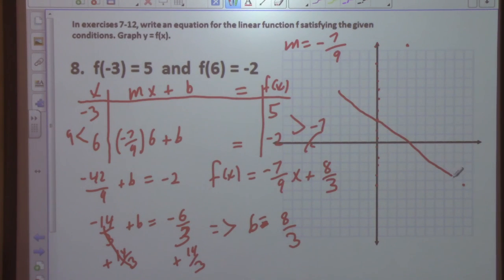I think this one's going to look better than the other one, provided it's right. I don't know if it is. So then our points will be negative 3, 5. So here's negative 3, 5. Does that check out? Pretty good. This other one is going to work better. It has 6, negative 2: 1, 2, 3, 4, 5, 6. Negative 2, yeah, it looks pretty good.